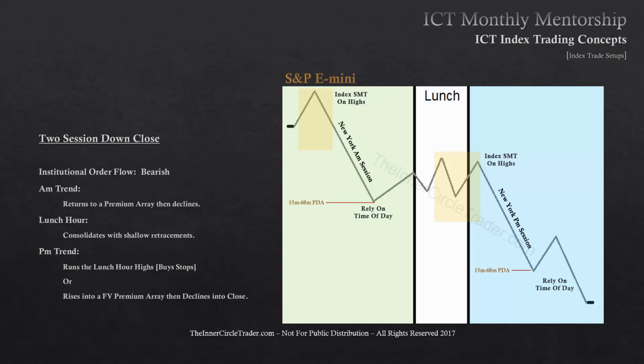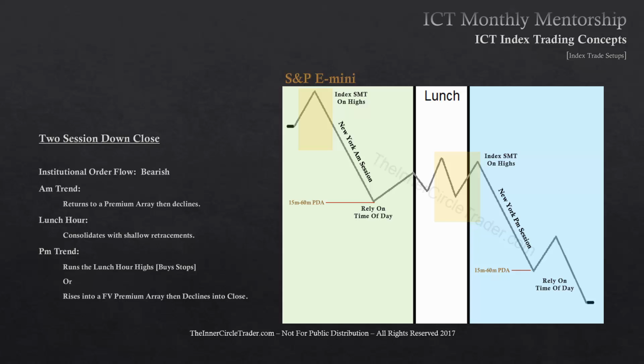The AM session and the PM session intraday lows, again, are going to be many times lined up with a 15 to 60 minute PD array. And since we're looking at a 2-session down close projected range, it's going to be a 15 to 60 minute discount array.